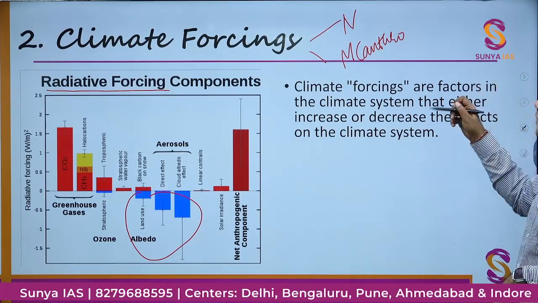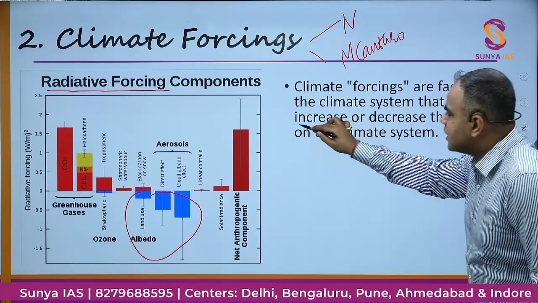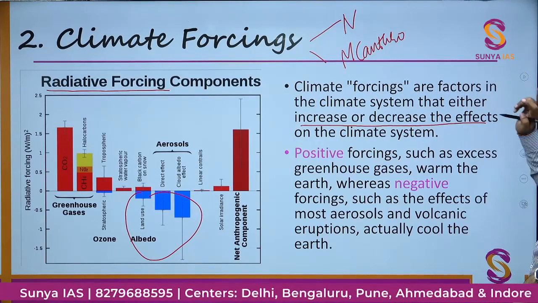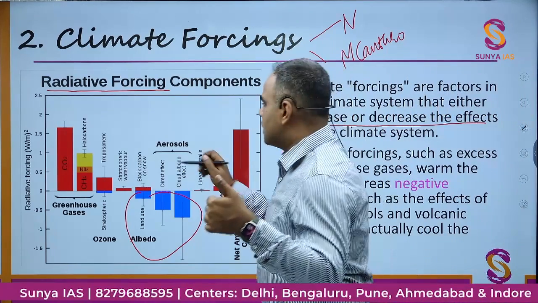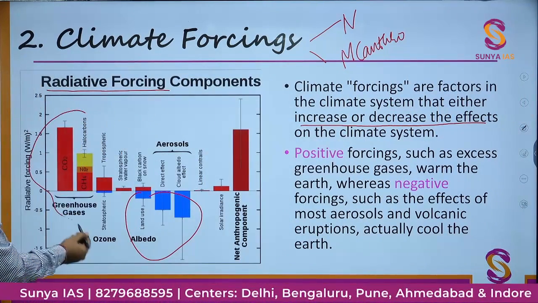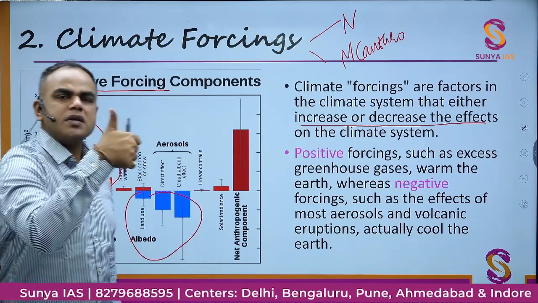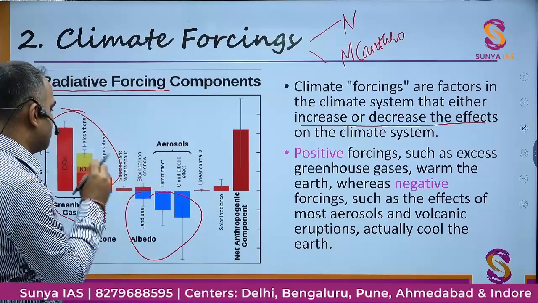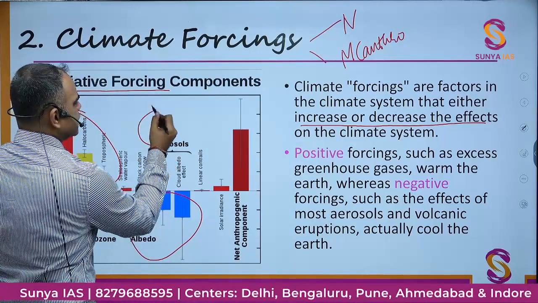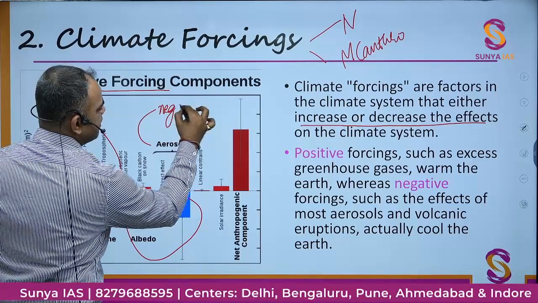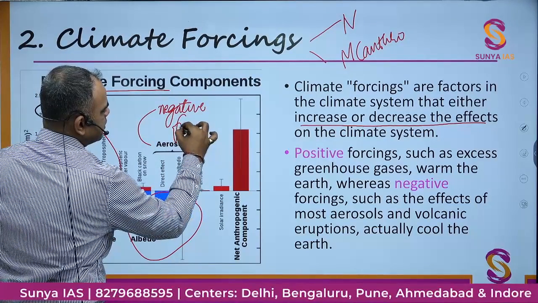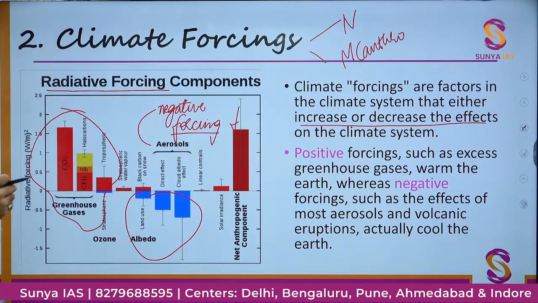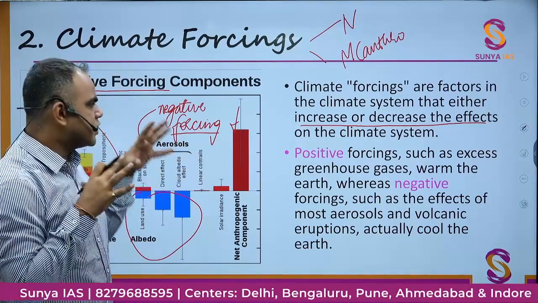Fine. So these forcings are basically, they either increase or decrease the effect in overall climate system. That is one thing we need to know. Second thing, these are positive climate forcings, okay, the greenhouse gases. If these are positive, it simply means it is going to increase the temperature. Whereas the things related to aerosols are negative climate forcings, okay, and these actually decrease, or at least cool down the earth. They decrease the temperature, they cool down.